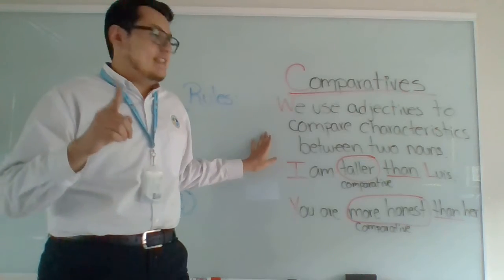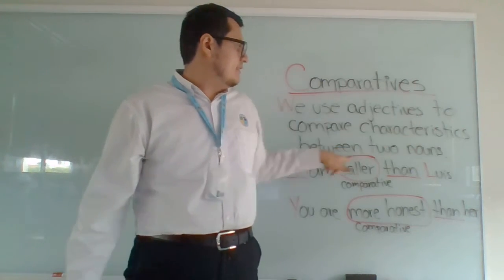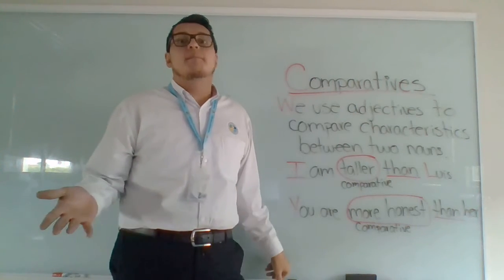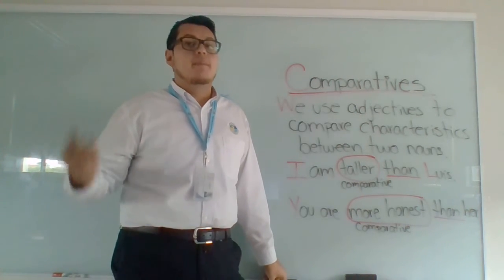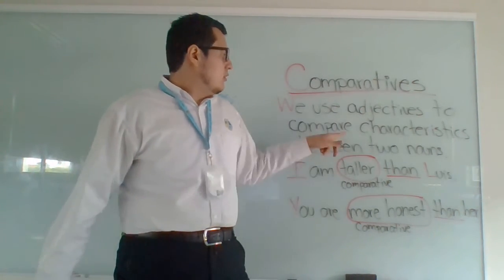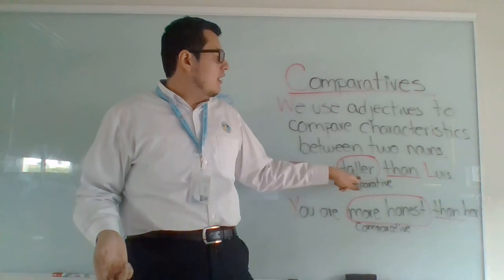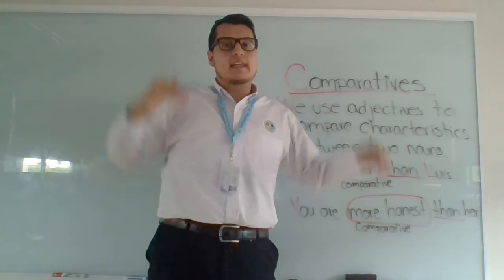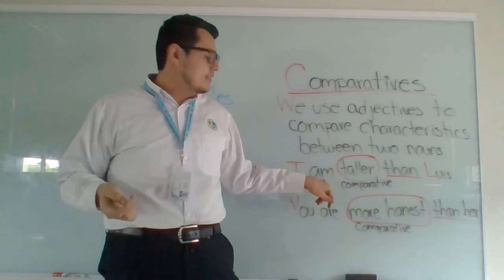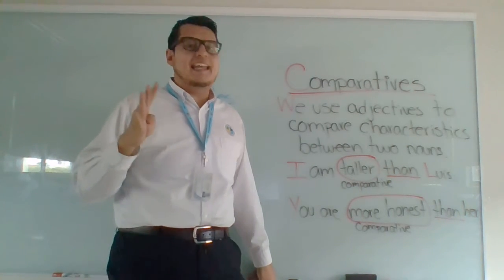Very easy. Adjectives, we have it here. We use adjectives to compare characteristics between two nouns. So we're going to use adjectives, for example, big, small, beautiful, ugly, expensive, cheap, all of those words to compare characteristics. For example, we have I am taller than Luis, the size taller, me and Luis, maybe. Between two nouns, you know a noun could be a person, an object, an animal, a place, or an idea.